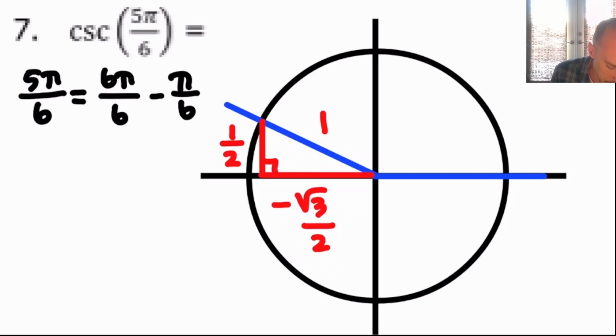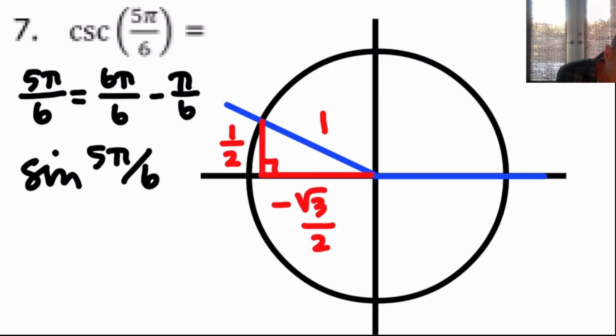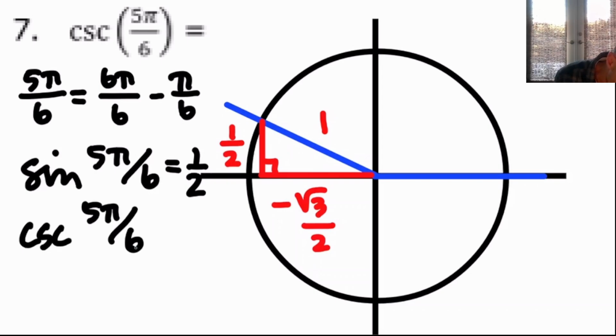All right, cosecant, well, I need to start with sine. So we'll start by computing sine. Sine of 5 pi divided by 6 is going to be opposite over hypotenuse equals a half. And since cosecant is the reciprocal of sine, cosecant is going to be 2 divided by 1. And so I'll just say that cosecant is equal to 2.